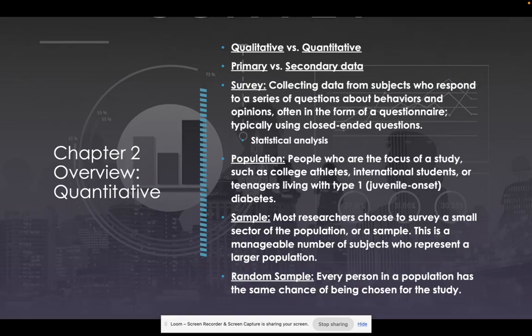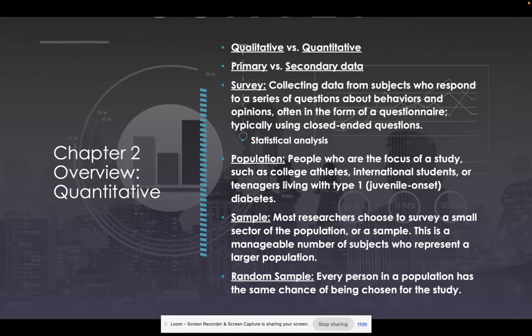Survey is where you collect data from subjects who respond to a series of questions about behaviors and opinions, often in the form of a questionnaire. Typically, surveys use closed-ended questions, so things that don't take very long to answer, oftentimes multiple choice. And again, this often lends itself to a statistical analysis.